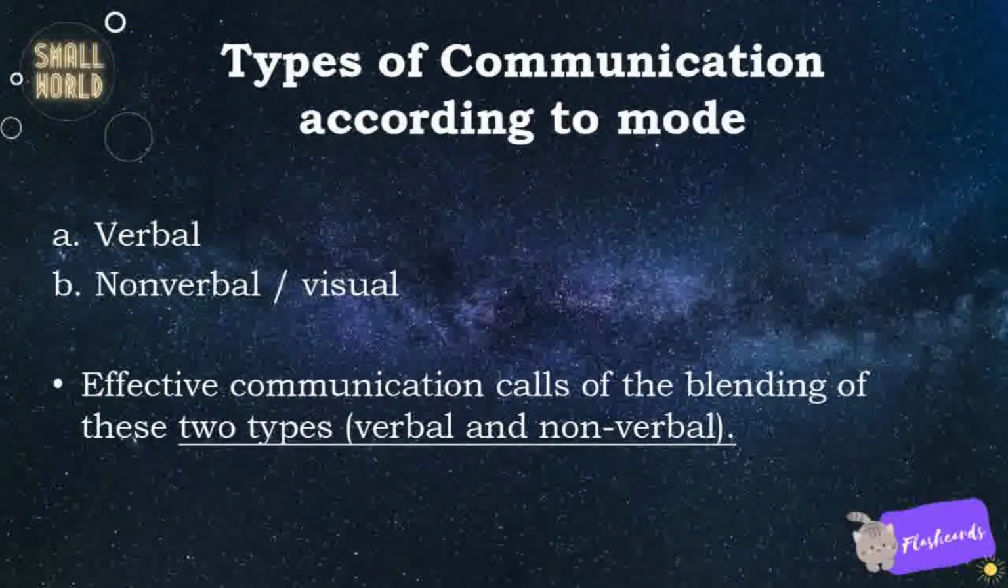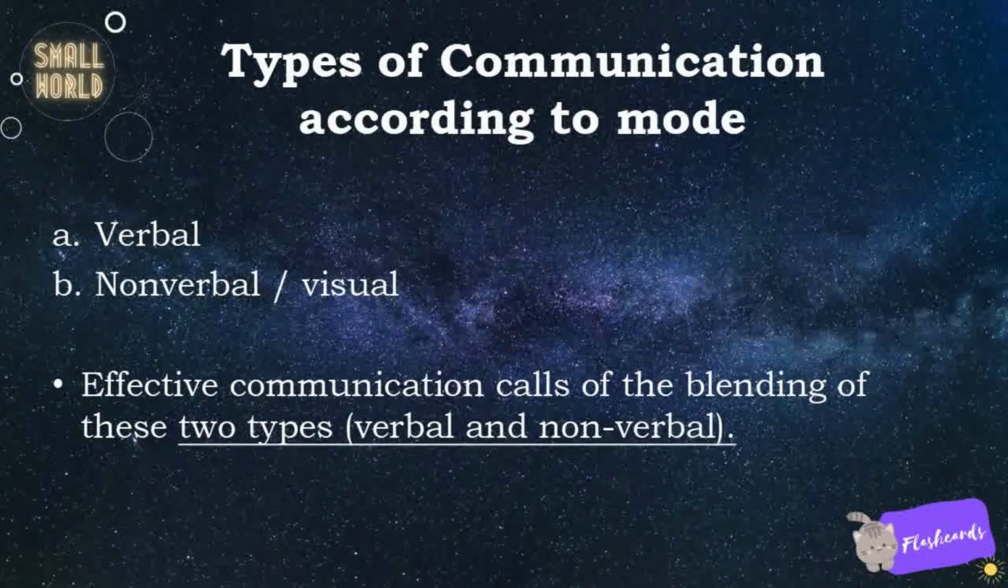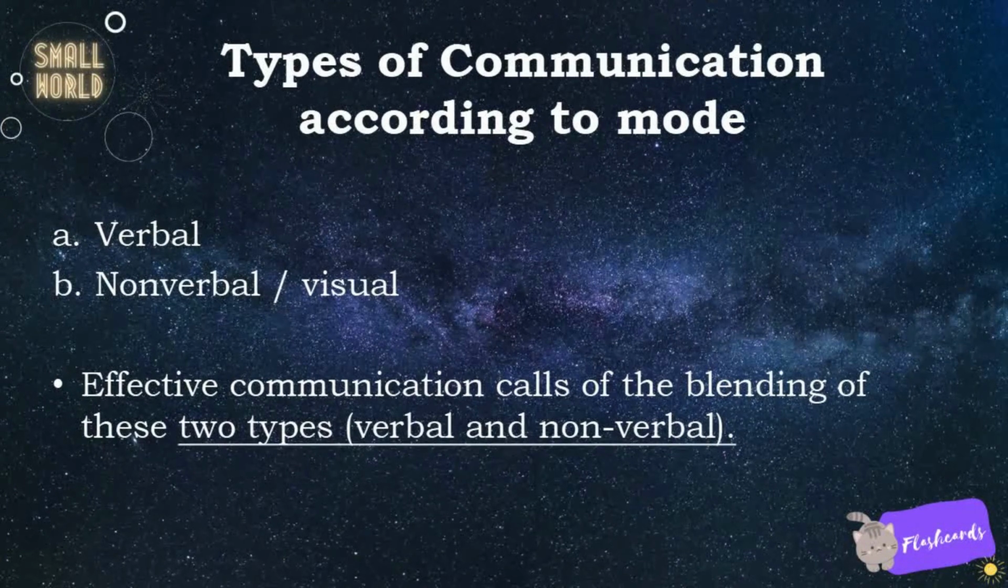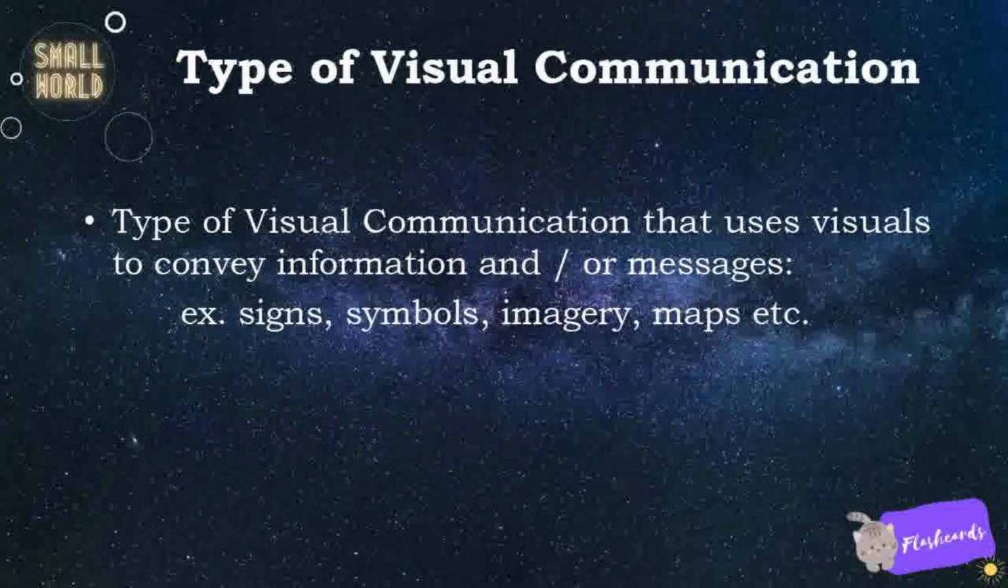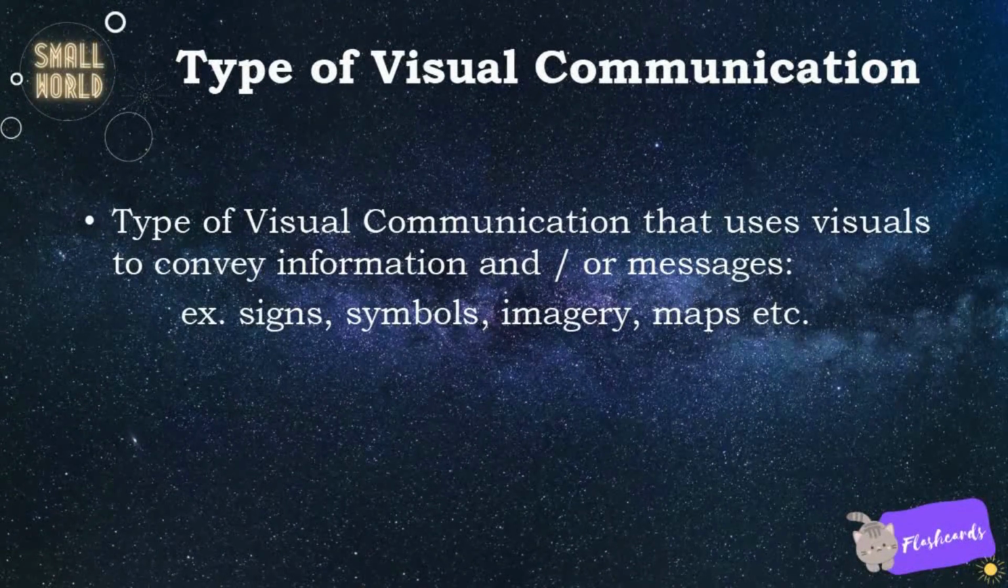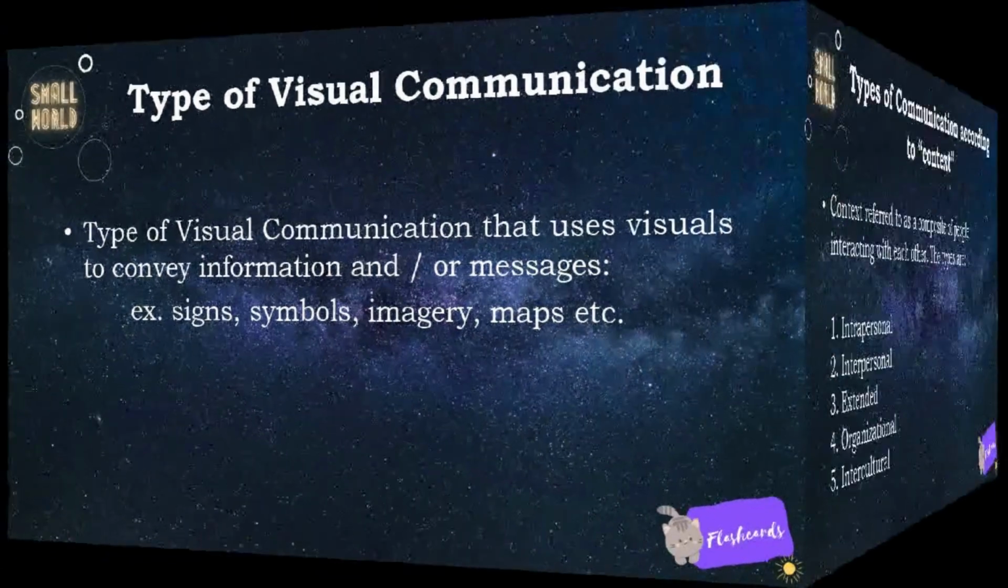Types of communication according to mode. Verbal, nonverbal/visual. Effective communication calls for the blending of these two types, verbal and nonverbal. Type of visual communication. Type of visual communication that uses visuals to convey information and/or messages: signs, symbols, imagery, maps, etc.